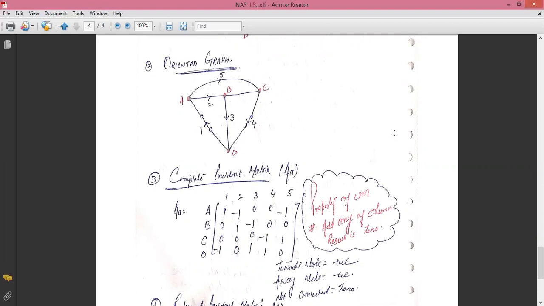Now you can see branch number 1 is linked between A and D. So A and D are 1, 1, whereas B and C are equal to 0. And also in branch number 1, the arrow is towards A. That means A is positive and D is negative, isn't it?